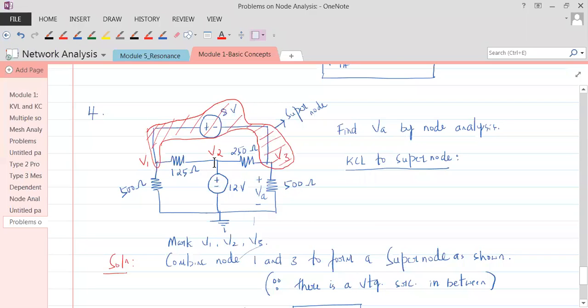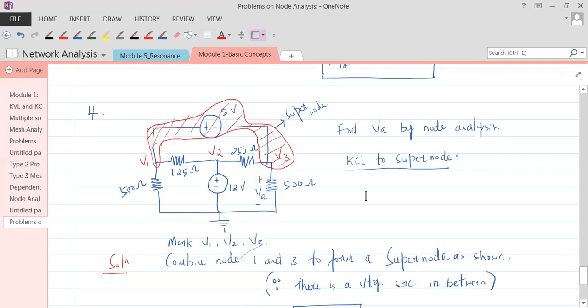So 4 branches, 4 currents, and all the 4 currents are leaving. So which are those currents? It is V1 by 500, V1 minus V2 by 125, V3... we should not say V2. V2 is not part of the supernode, mind you, and we are not applying KCL at 2 also. So it's V3 minus V2 by 250, V3 by 500. So this is how things go.